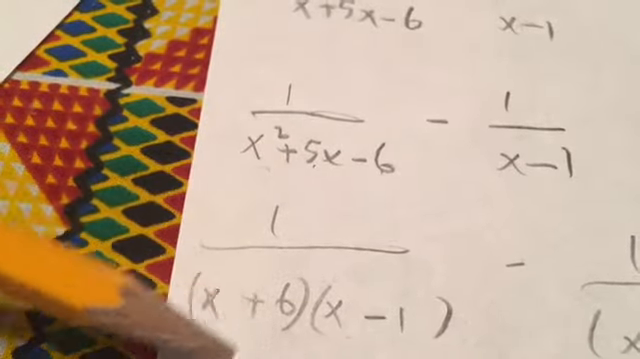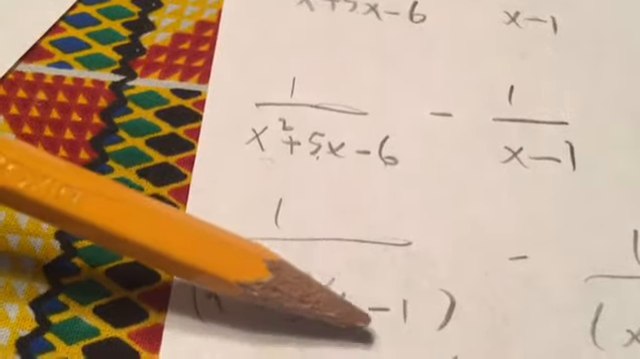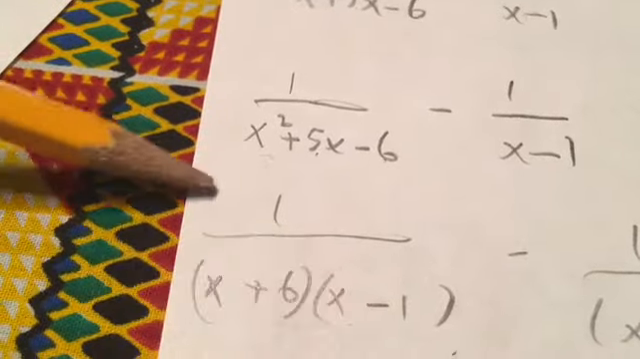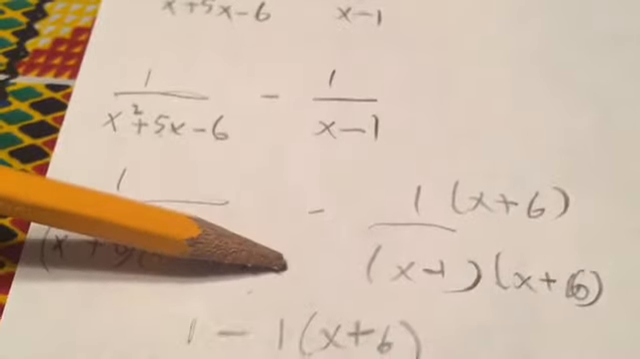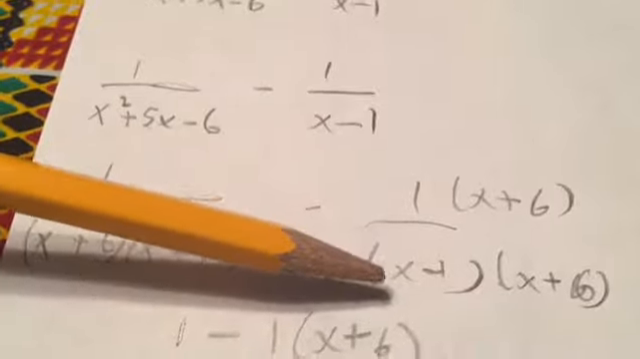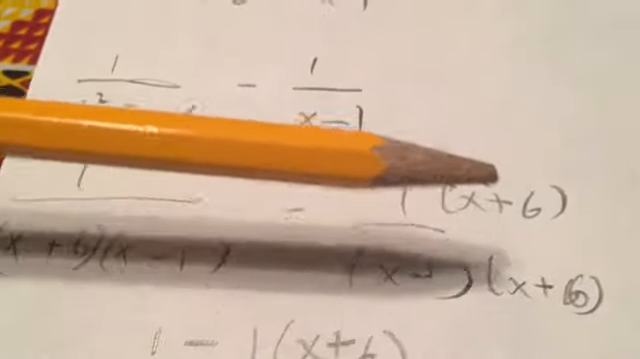So we have 6 and 1. And since this is negative and this is positive, it's going to be x plus 6 and x minus 1. So we split that. And then we do the same thing over here. Now we want to find the LCD because this is x minus 1. They already have x minus 1 in common. So all I need to add is x plus 6, which I did on both sides.